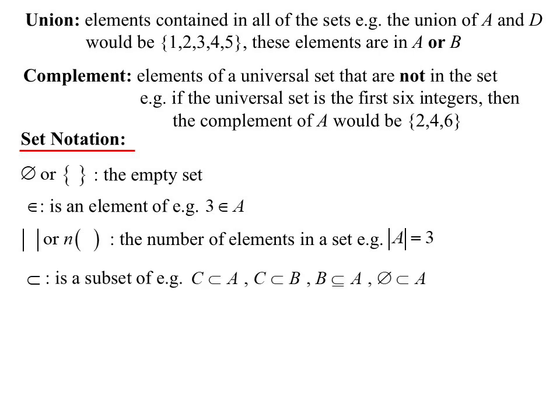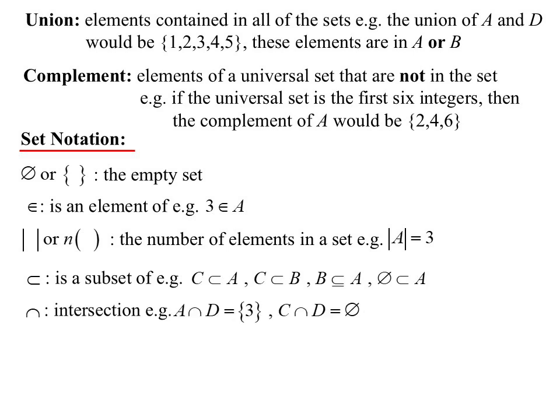A sideways U, I guess you could think of that, is subset. C is a subset of A. C is also a subset of B. This one's interesting. B is a subset of A, but it's also an equal set. So we also put a line underneath to indicate it's also the equal set as well as a subset. And the very last one, the empty set is a subset of every set, which is weird because it contains something, but we're saying nothing is a subset of something. But it is a subset of every set.